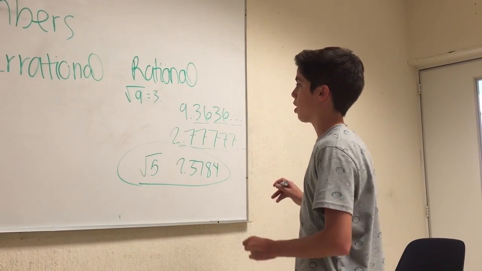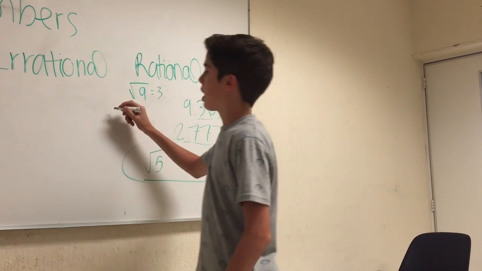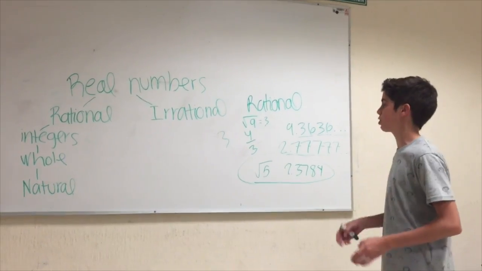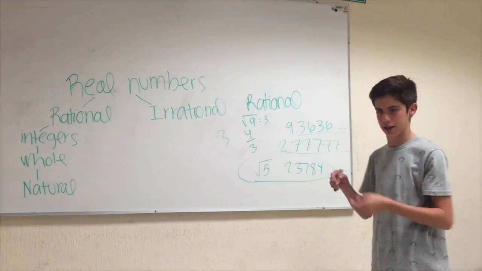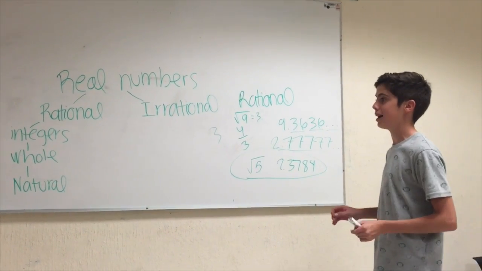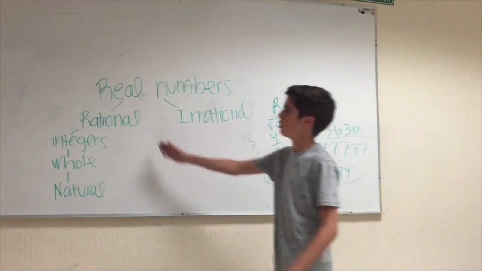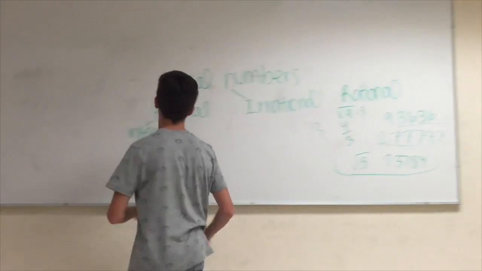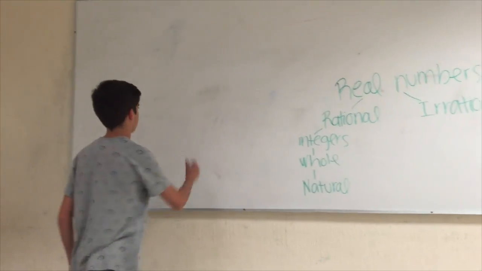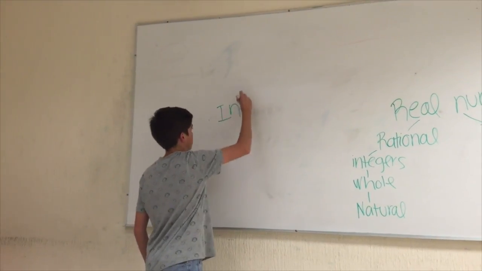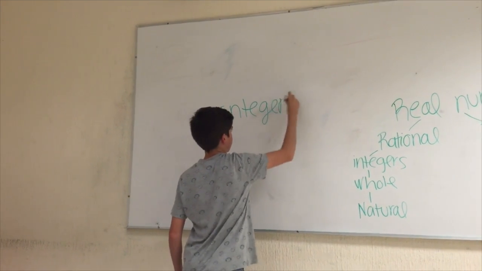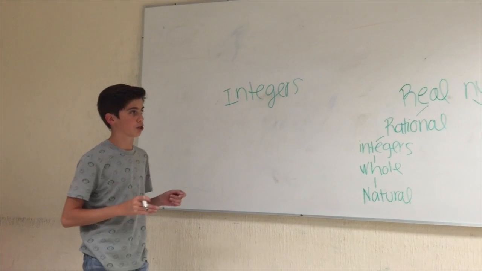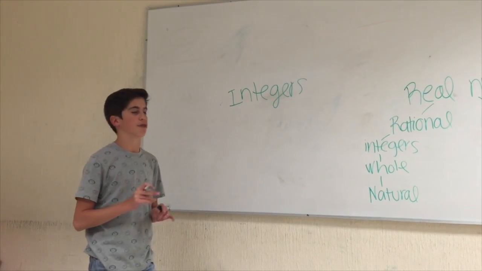Now that we understand the concept of rational numbers and irrational ones, we can pass to something still in the same part, but a little bit more specific. So let's jump into integer numbers. So I'm just going to write integers. Integer numbers are pretty much the same as rational numbers, except that we can't have all of them.